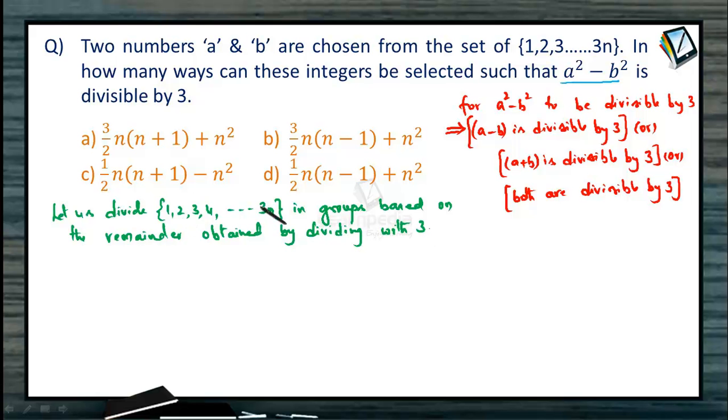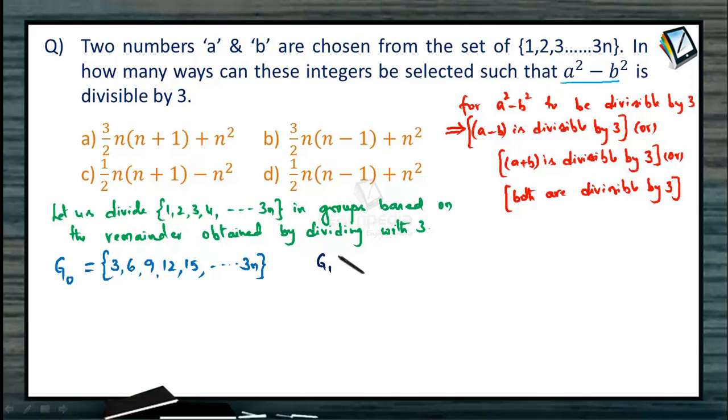Then there are some numbers which are directly divisible by 3. Those numbers give remainder 0, so let's put them under the group G0. The elements in G0 are the numbers which give a remainder 0 when divided by 3, in the form 3, 6, 9, 12, 15, and so on up to 3n. There will be n such numbers out of these 3n numbers which belong to G0.